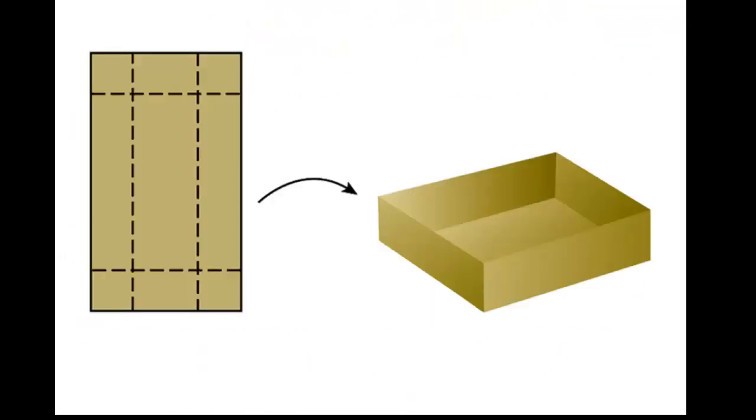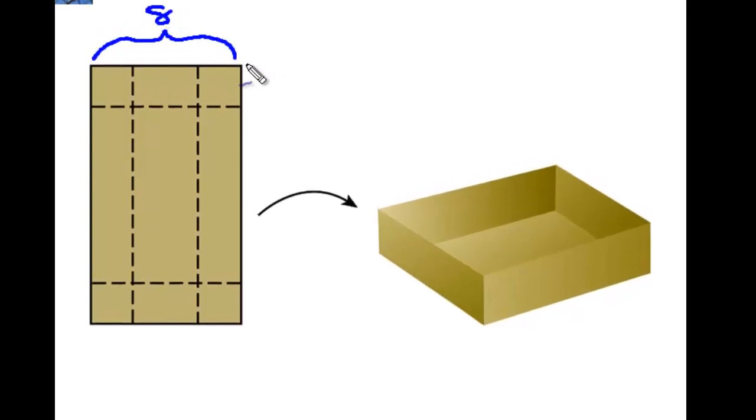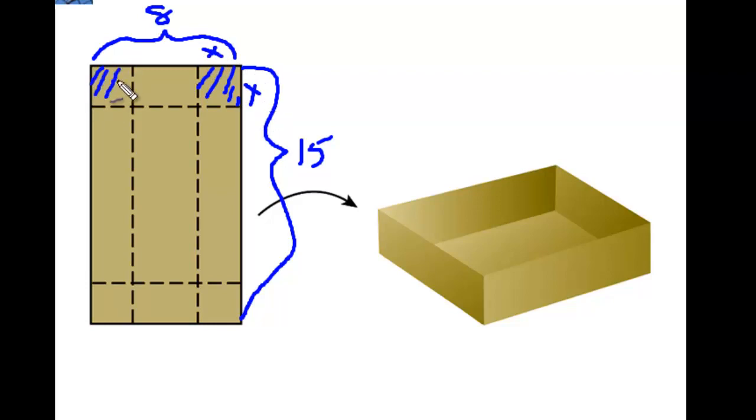So starting off with our volume. The first thing we're going to do is find the formula. So let's look at the dimensions here. We have an 8 by 15 piece of cardboard. So that's 8 and that's 15. Then we want to know how big these squares should be that we're going to cut out. It's a square, so it's x by x. And we're going to cut the same size square out of each corner.